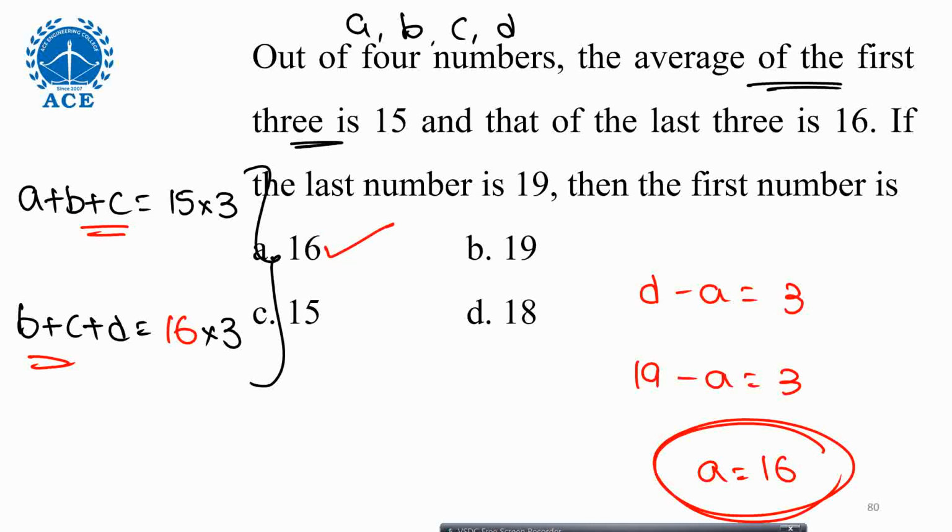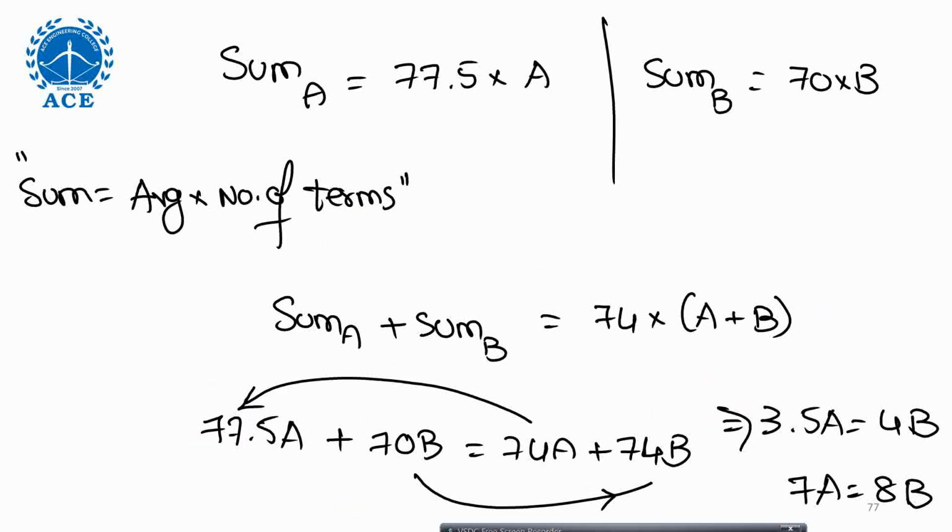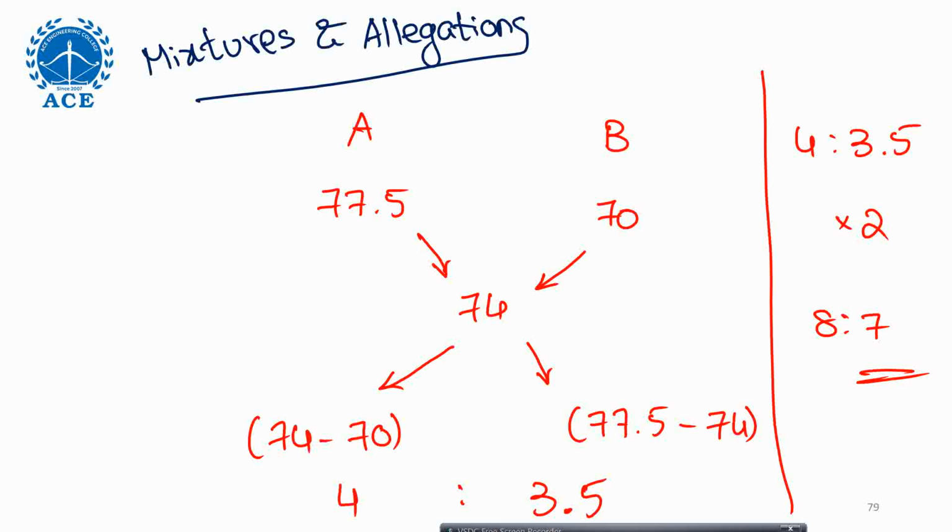We have four numbers A, B, C, D. Sir, how can you write A plus B plus C equal to this one? As we discussed just now, sum equals average into number of terms. First three, last three they gave. They gave the last number and you need to calculate the first number. Average is also almost like equation solving only. This one is equation form. In the previous question also, if you observe, we got some equations only. You need to just solve the equation.